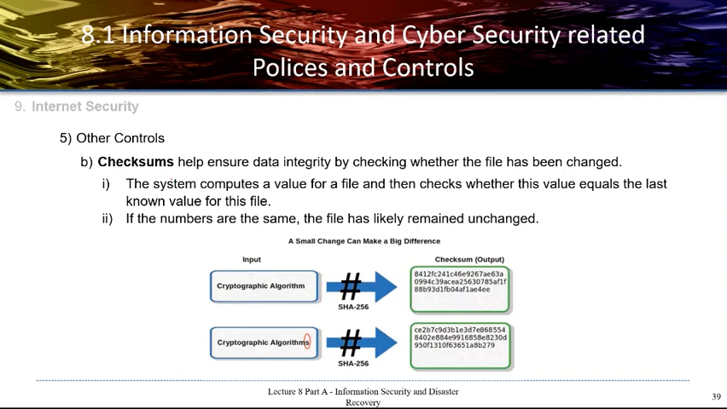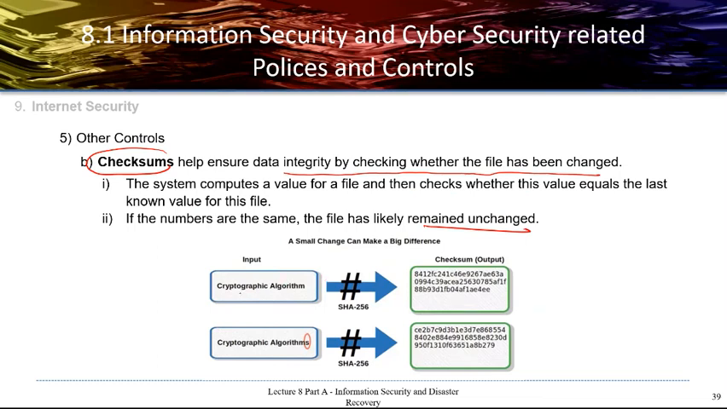Then other controls are checksums. This helps data integrity by checking whether the file has been changed. The system computes the value of the file and then checks whether this value equals the last known value for this file. If the numbers are the same, the file has likely remained unchanged. So we use these cryptographic algorithms.